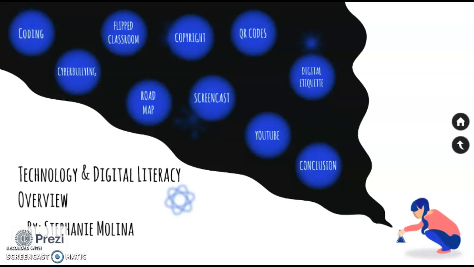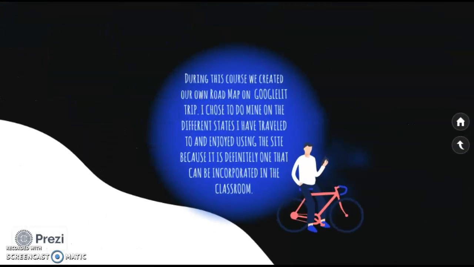After our flipped classroom, we go into our roadmap. During this course, we created our own roadmap on Google Lit Trip. I chose to do mine on the different states that I have traveled to and enjoyed using this site because it is something that can definitely be incorporated into our classroom, being that it was really user-friendly. I feel like it's something that we can definitely teach children, and they would easily get a grasp on it.